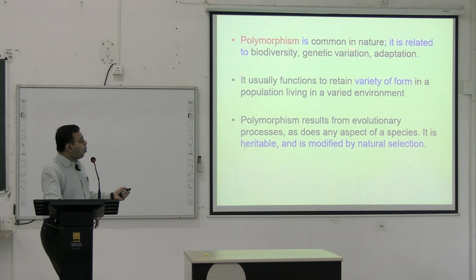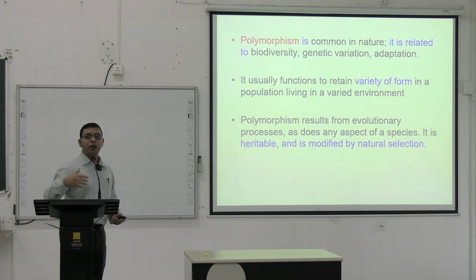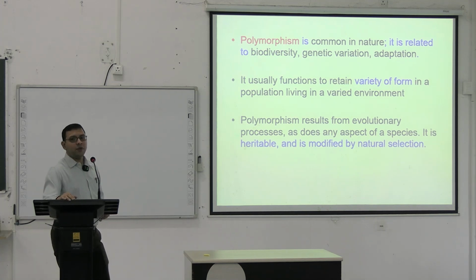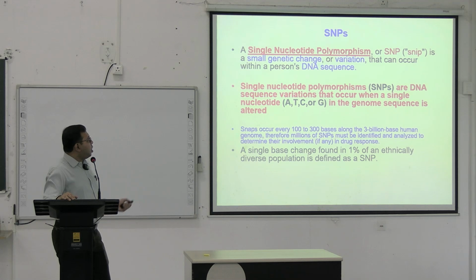It is common in nature, related to biodiversity, genetic variation, and adaptation. A variety of forms usually is retained and results from the evolutionary process, is heritable, and is modified by natural selection. So some genetic polymorphisms ultimately go out if they are not naturally selected.